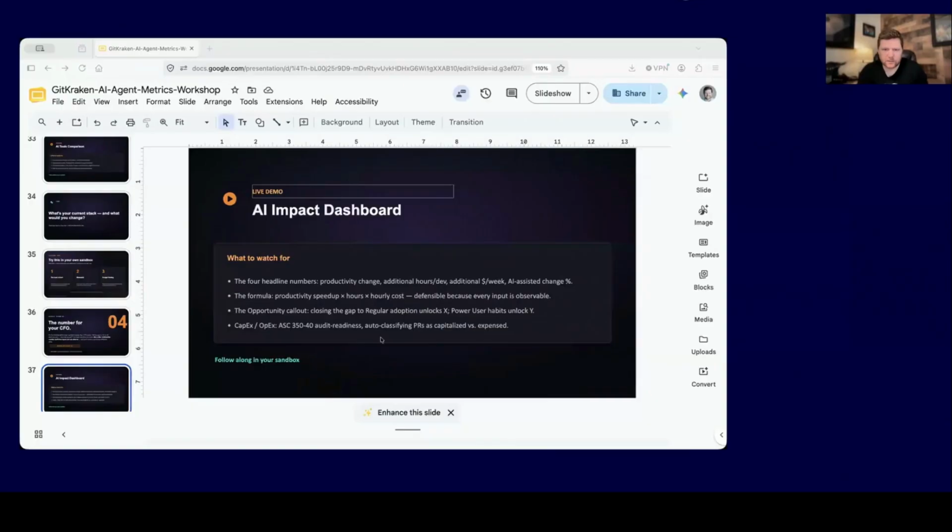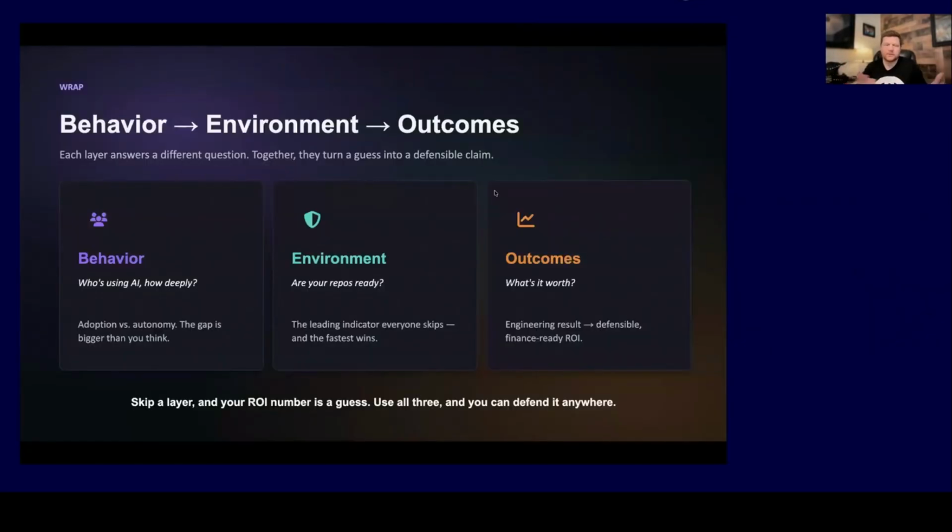Okay, great. So let's do a quick wrap up. That was the presentation for today. What we went over was the framework: behavior, environment, outcome. Behavior: who's using AI, and how deeply are they using it? Environment: are your repos ready for agentic development? And outcome: what's it all worth? Those are the layers that we covered with you today.